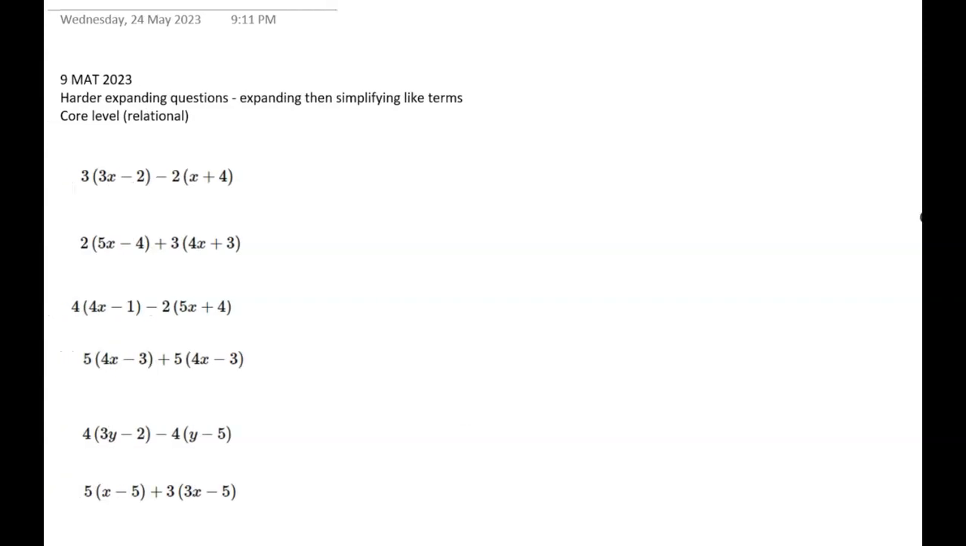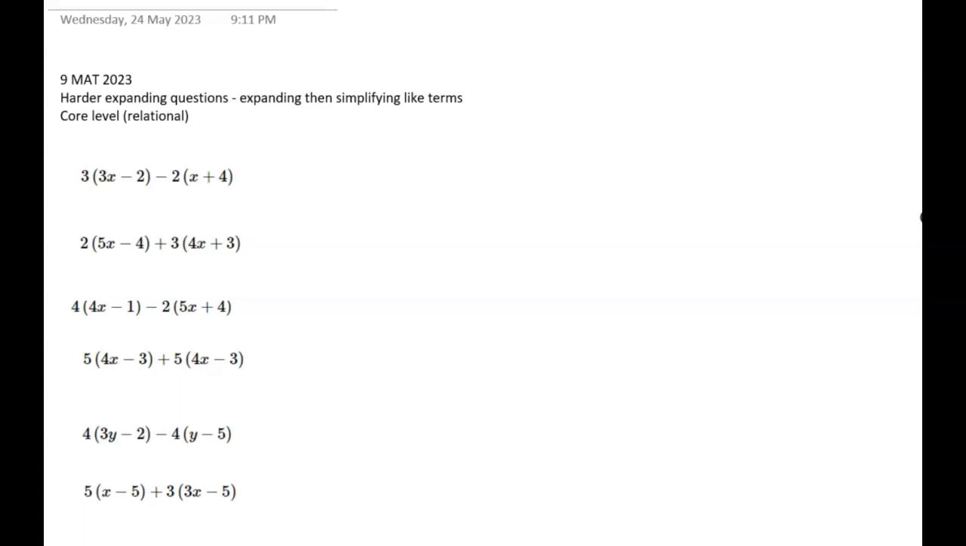Kia ora, Year 9s. This video is about expanding and simplifying and collecting up like terms. Most of you are getting pretty good at those two separate skills, but now we need to link them up and put them together. Sometimes this can feel a little bit tricky to start with.